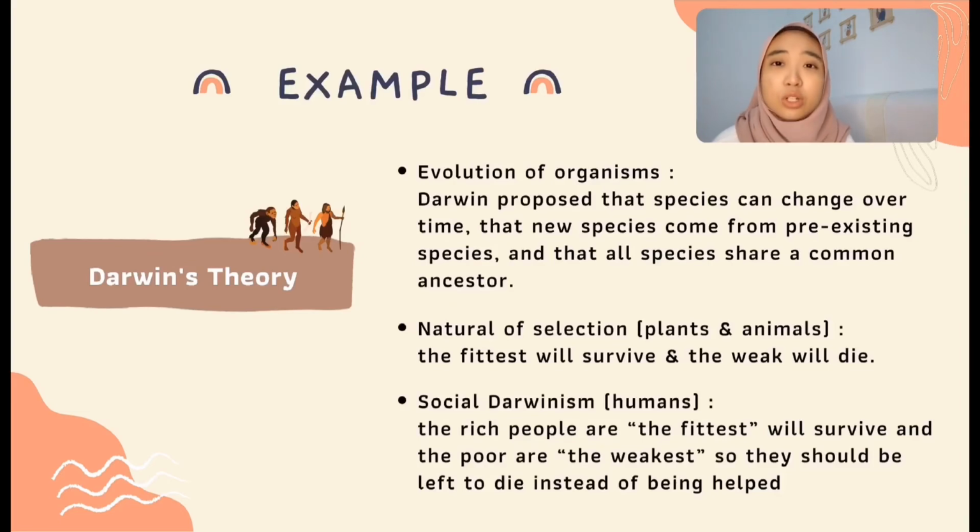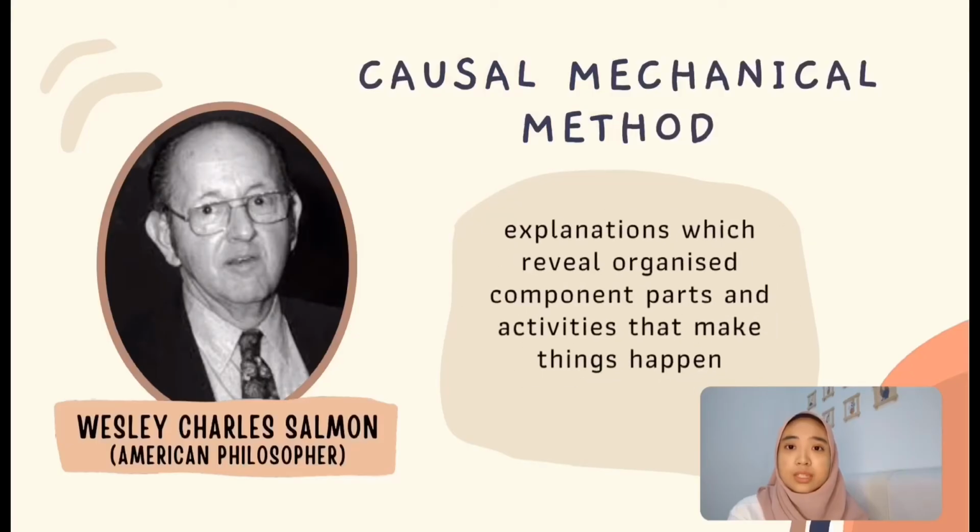People came up with social Darwinism, specifically for humans: the rich people are the fittest and will survive, and the poor are the weakest, so they should be left to die instead of being helped. So according to Kitcher's model, that is how Newton's theory and Darwin's theory unify all these phenomena. Let's move to the last model, which is the causal mechanical model. Causal comes from the word cause, which means reason. So basically, we need a reason for something that has happened.